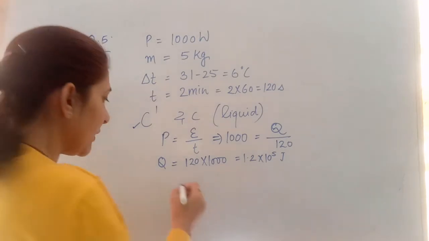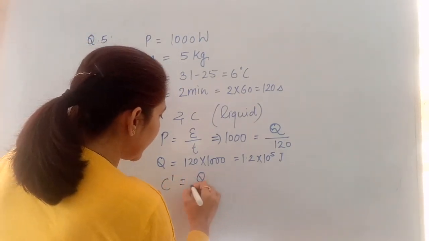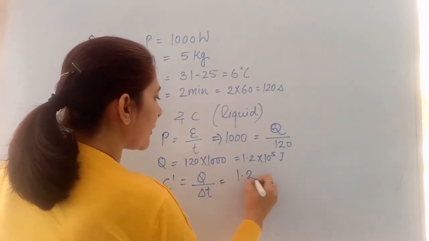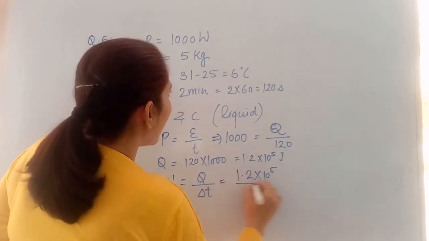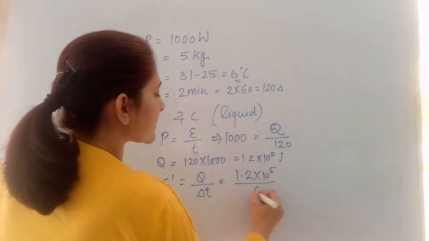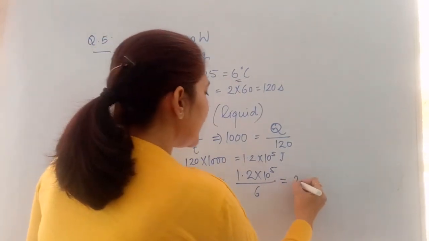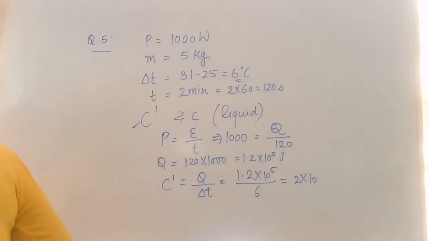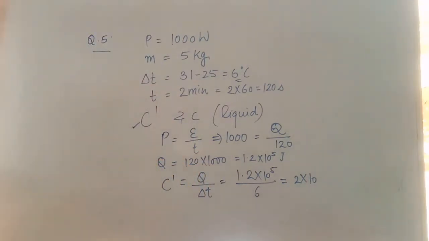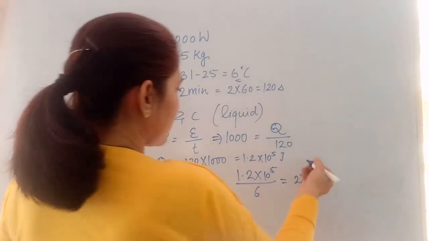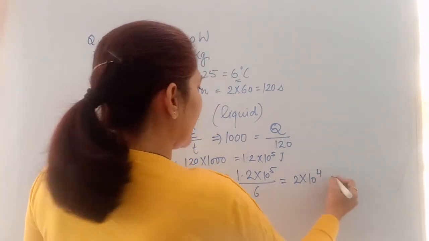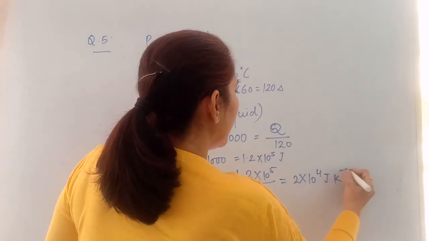Anyway, you can write down heat capacity is equal to heat energy divided by change in temperature. Heat energy required is 1.2 into 10 raised to the power 5 and change in temperature is 6 degrees. So that will be 2 into 10 raised to the power 4, or 0.2, whatever you wish. Instead of points, I will write it as 4. And this is heat capacity, the unit is Joule Kelvin inverse.